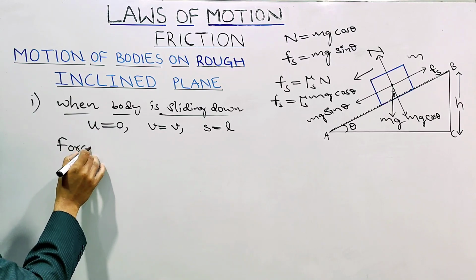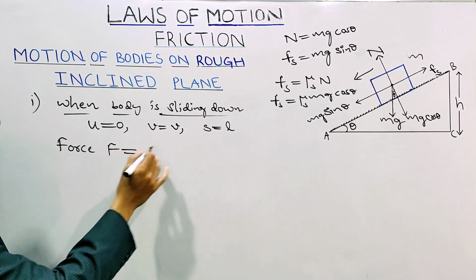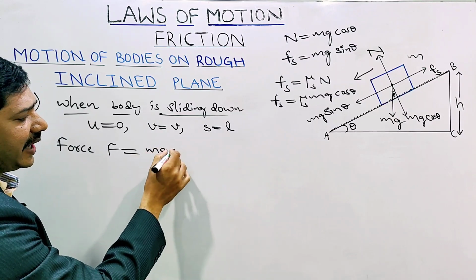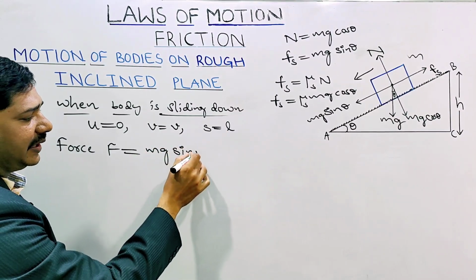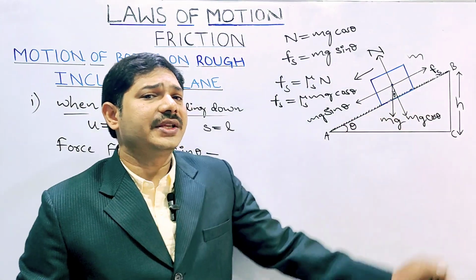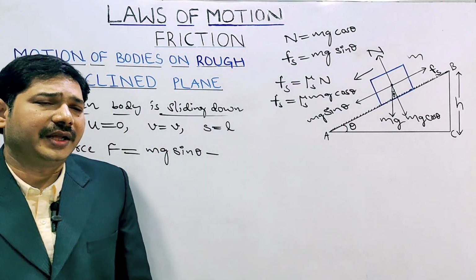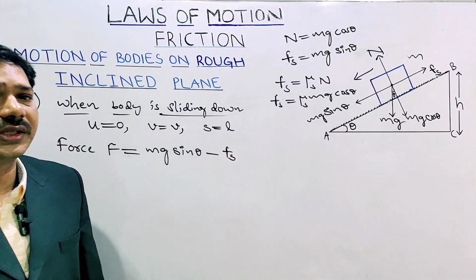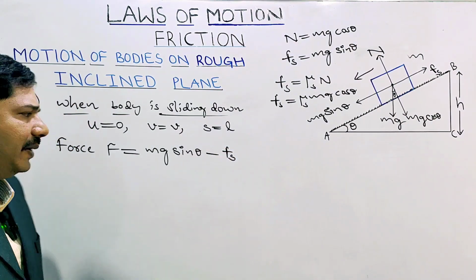Resultant force F equal to what? Mg sin theta, downward direction. Which components are there? Mg sin theta is there. But the frictional force is against the motion of the body, so that is why I am taking minus Fs.